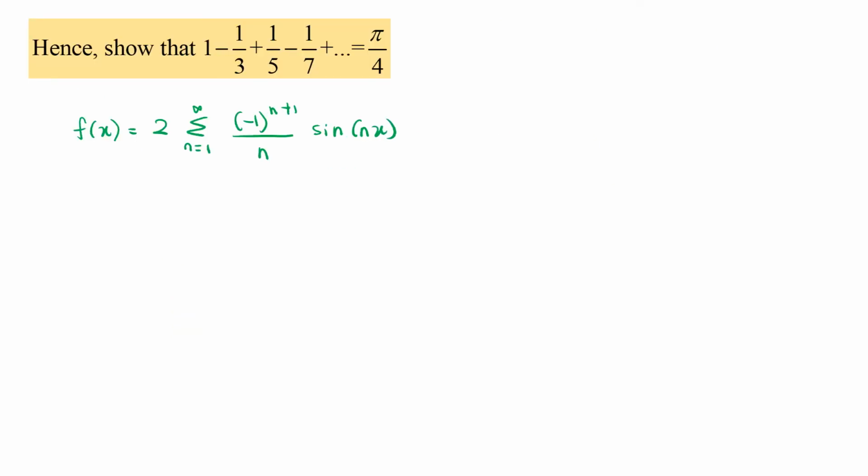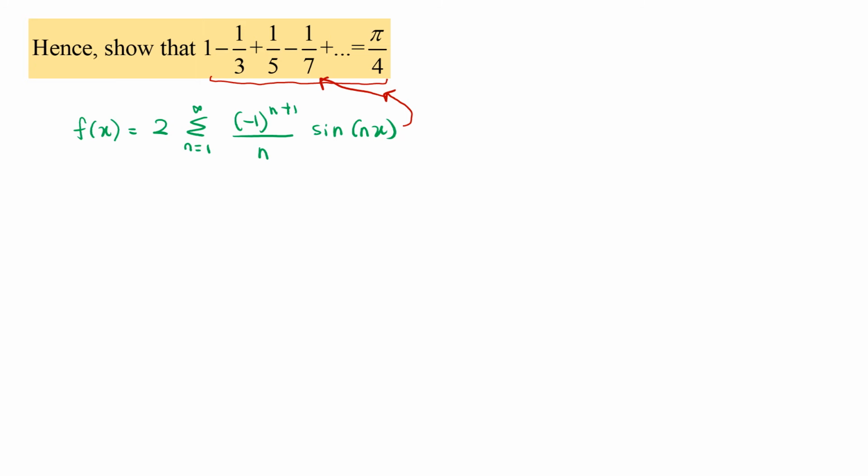Okay, the next question is to show that the series equals pi over 4, using the Fourier series expansion that you obtained before. The first thing that is very important to solve this question is that you have to choose the correct x in order to get this series.